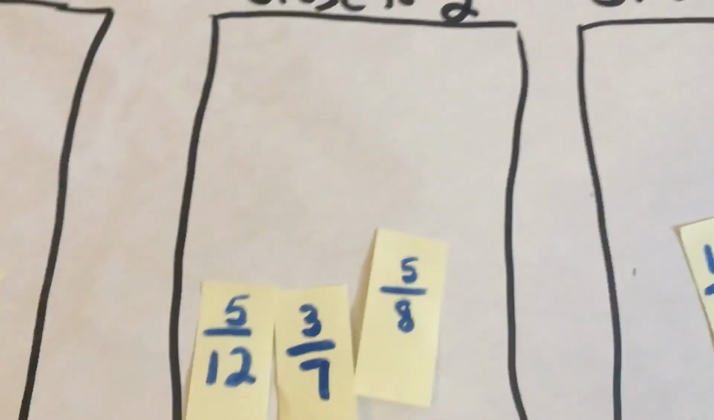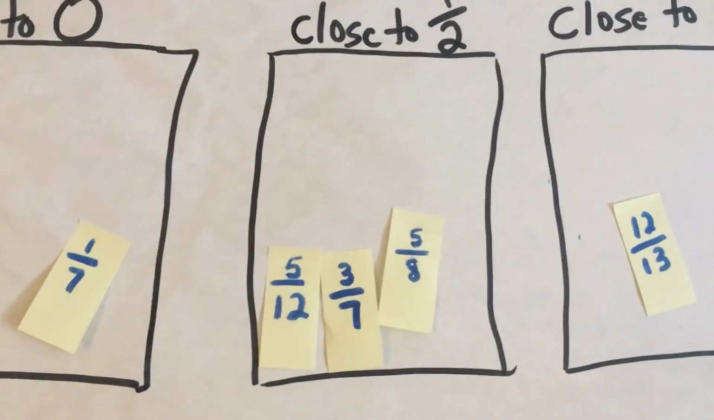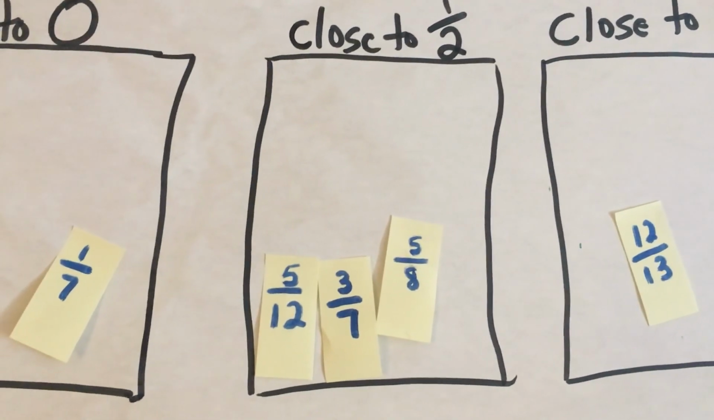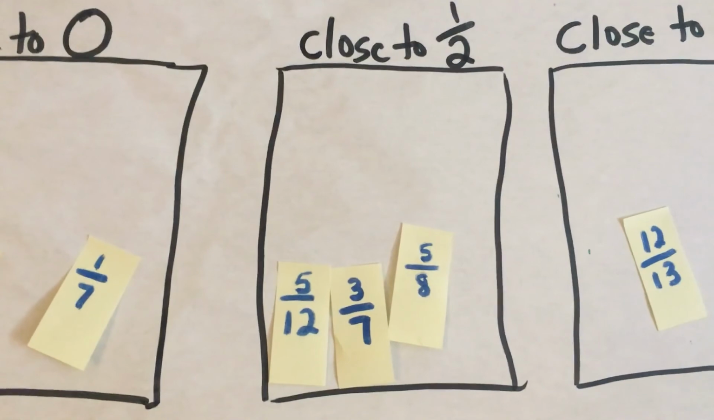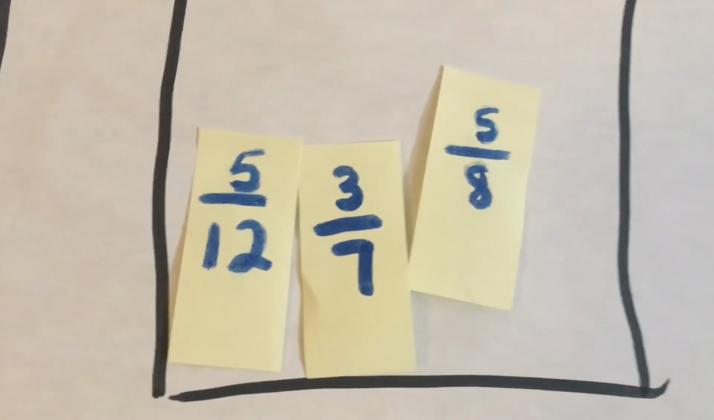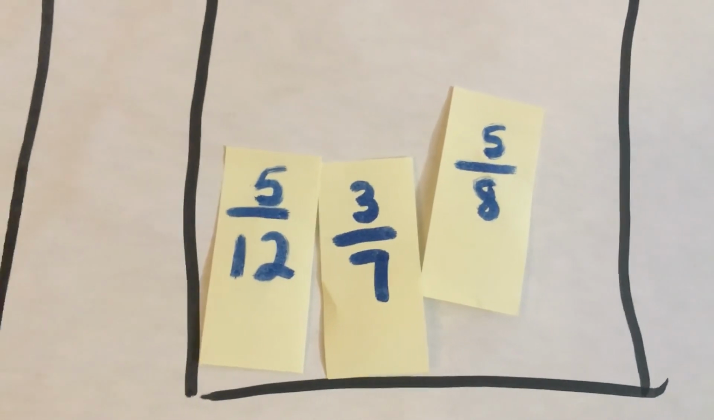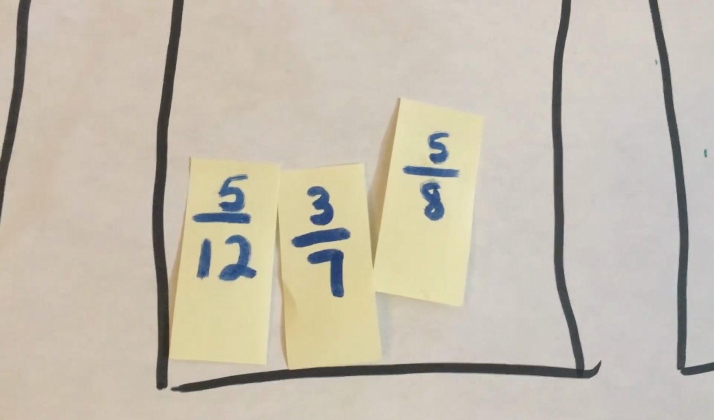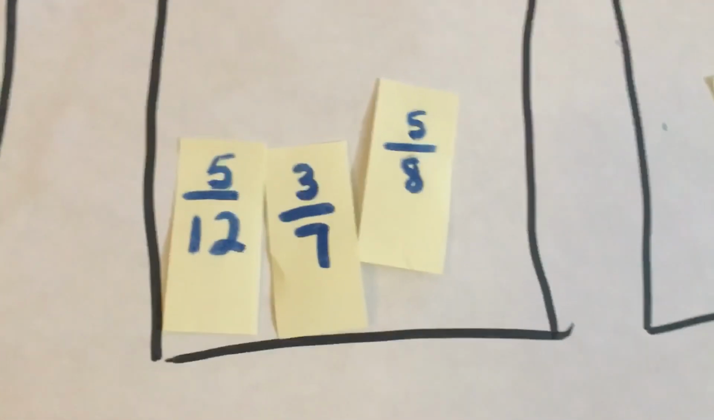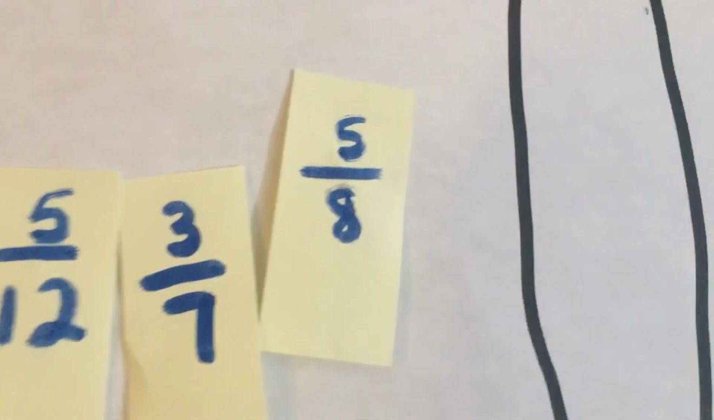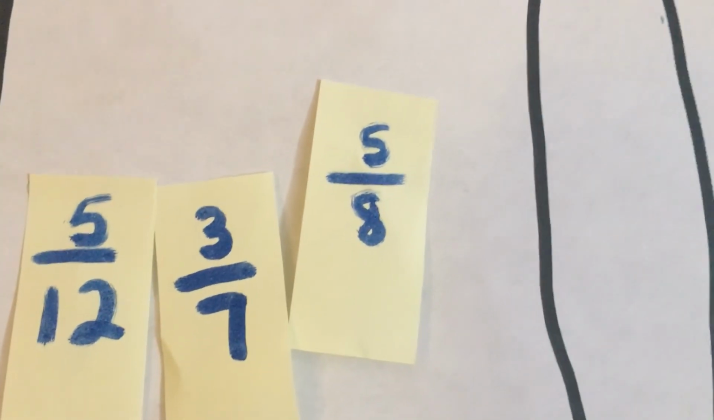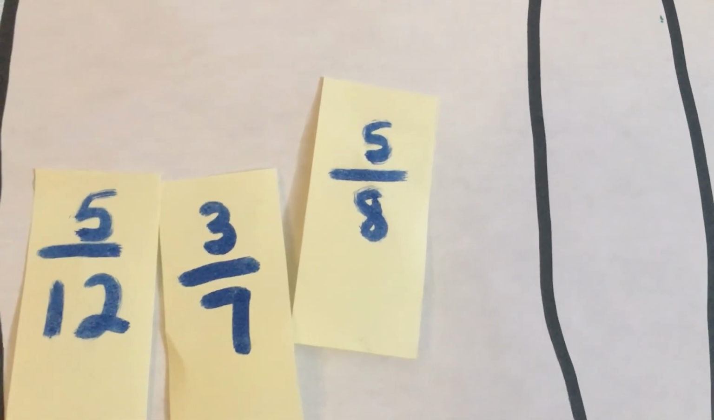What do you notice with the fractions that are close to 1/2? That some of them are more than half, and some of them are less than half. Which one would you say is more than half? For example, my 5/8. Why is 5/8 more than half? Because half is 4/8, but this is 5/8. It's 1/8 more than 4/8.